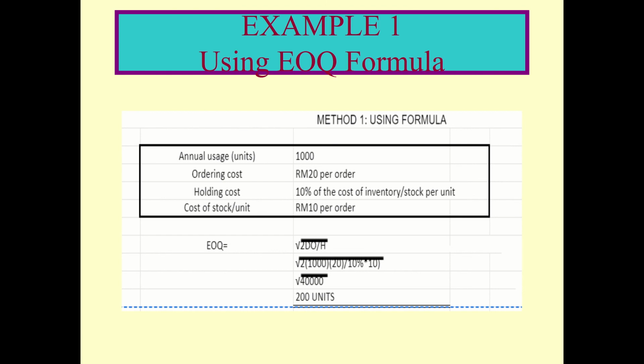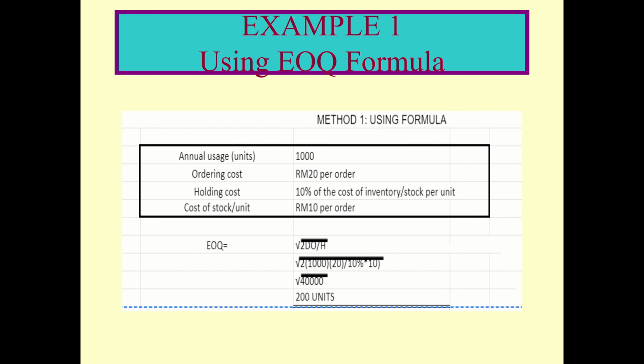The formula for EOQ again is the square root of 2DO divided by H. So for D, D is the demand or the usage. The annual usage in this question is given as 1,000 units. And then we have O, where O means ordering cost per order. The ordering cost per order is also given in the question at 20 ringgit.